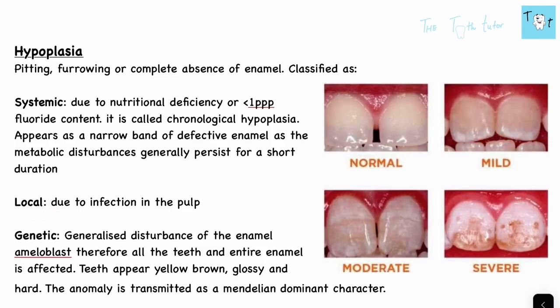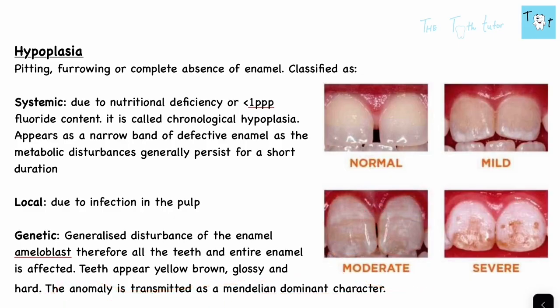Local. In local hypoplasia, it can occur due to infection of the pulp. If this is the pulp and this is the tooth, maybe there was an infection over here. So this area will be hypoplastic. Now genetic. In the genetic condition, there is a disturbance of the entire ameloblast layer that is affected. So all the teeth and the entire enamel is affected. Teeth appear yellow, brown, glossy, and hard. Even in this they have bands, but the entire teeth will be yellow and hard. The anomaly is transmitted as a dominant character.